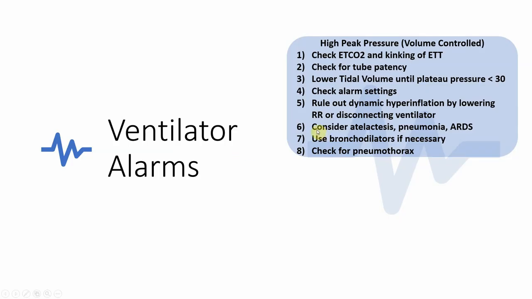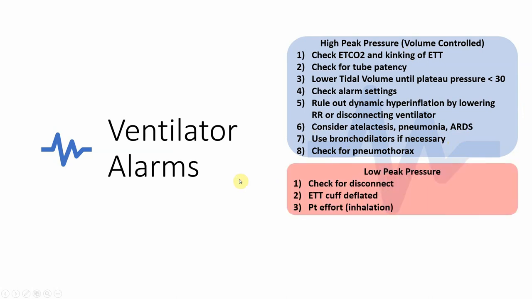So if you have high peak airway pressures, you should still consider atelectasis, pneumonia, or ARDS, i.e. stiff lungs. If they're wheezing, use bronchodilators if necessary. And always, always, always check for a pneumothorax.